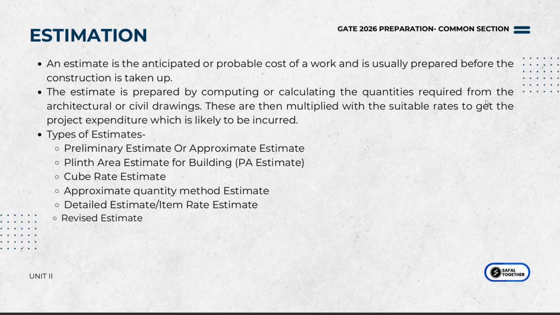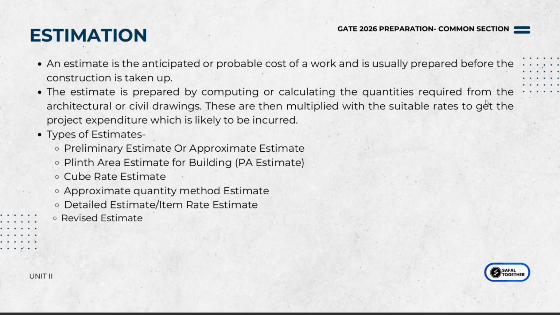Okay, so the process of preparing this estimate is called the estimation, and it's either done manually or you use a computer to actually help you do it. Okay, and you utilize all of the civil drawings or all of the architectural or working drawings that are given to you by the designer or by the architect, and then you multiply it with the suitable rates to get the total expenditure of the project.